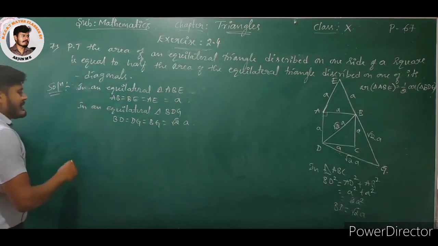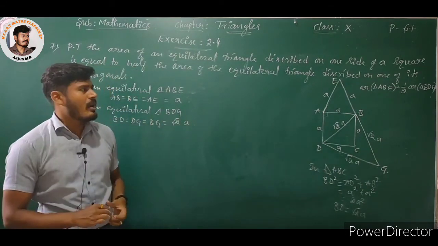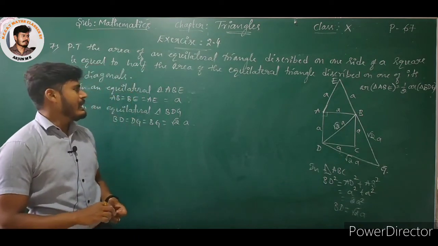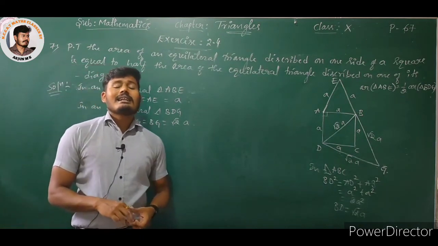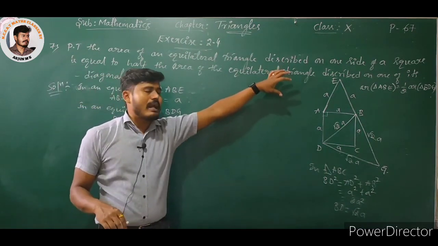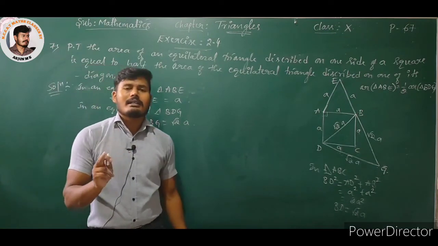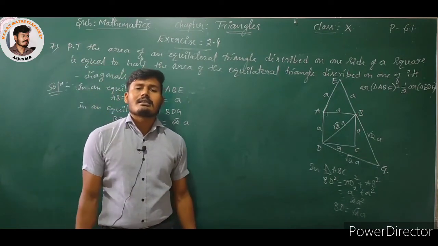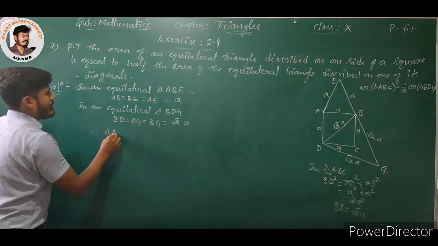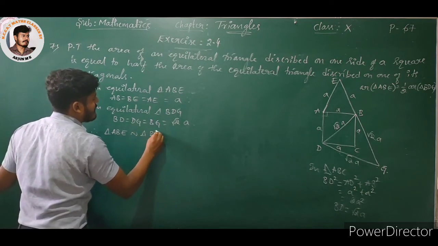So now you just apply the areas of similar triangles theorem on both the triangles ABE as well as BDG, because these two triangles are similar. How can you accept these two triangles are similar? Because these two are equilateral triangles. Each and every equilateral triangle is similar to each other. Therefore, triangle ABE is similar to triangle BDG.